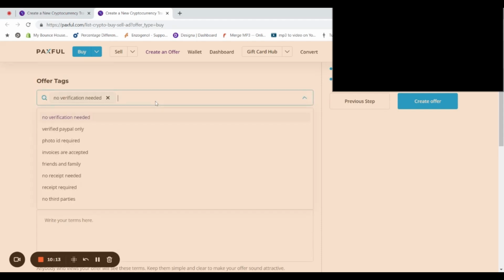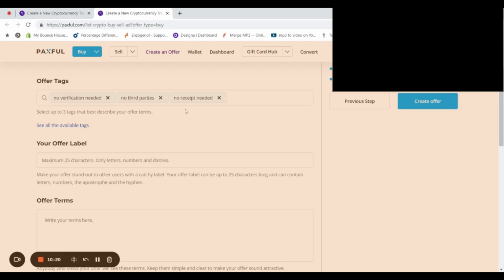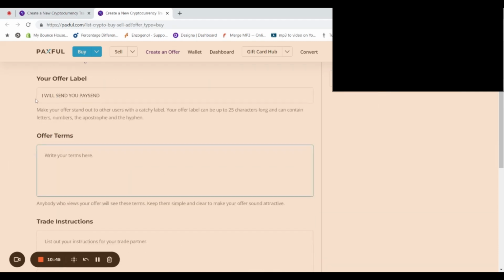No verification is needed because we're sending them money. I won't send it to a third party. Then we can put some icons here, and I'll put "I will send you paysend.com for BTC," or something like this. It's a limited amount of characters, so you've got to figure it out, but I write something very obvious. So I'm sending them Paysend and they're selling me crypto in this case.